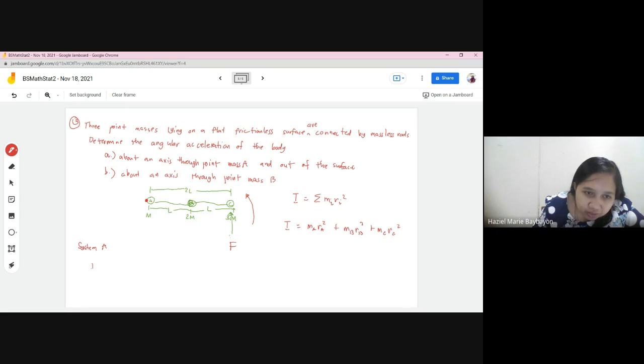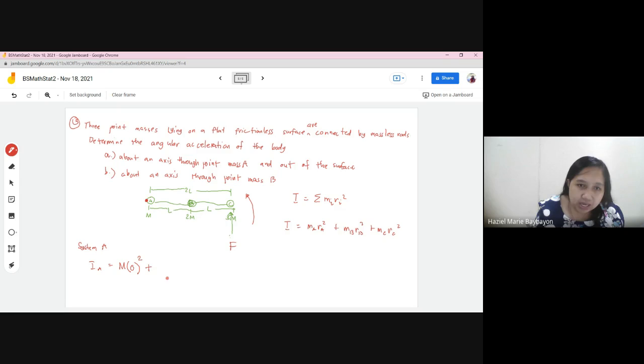So, our moment of inertia, we denote it as I sub A. It is M sub A, the mass of A, multiplied by R sub A, the distance from the axis to A. In this case, since the axis is at A, its R is equal to 0. R sub A is equal to 0.